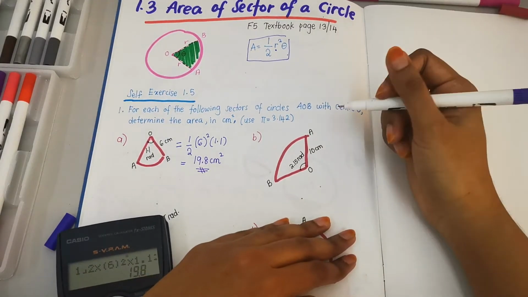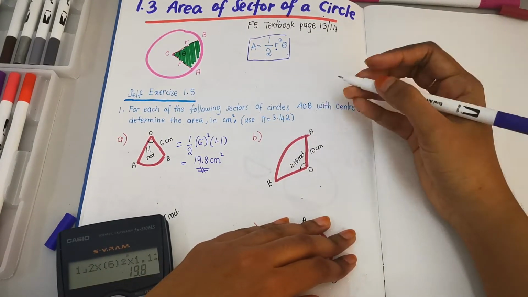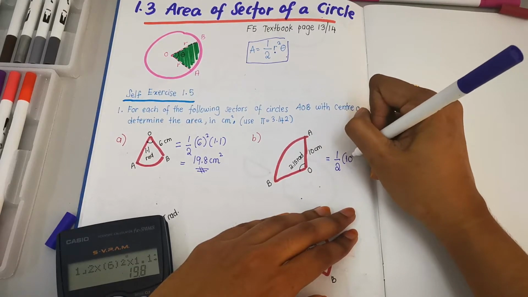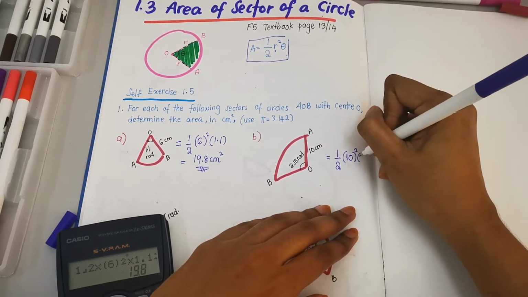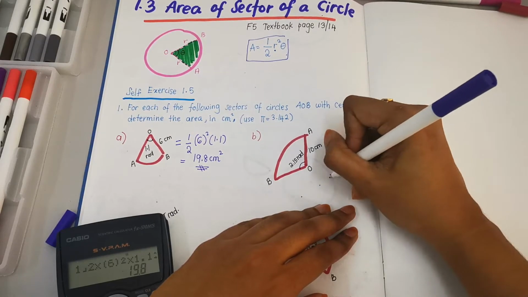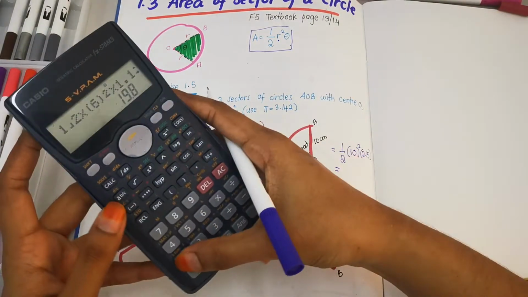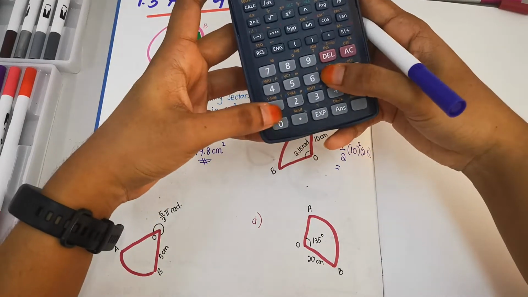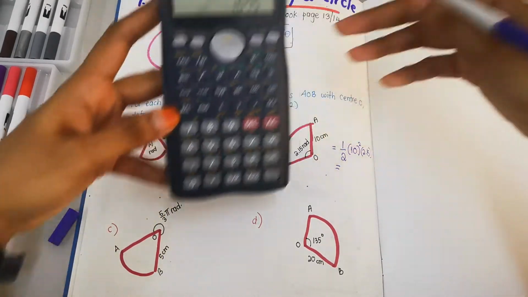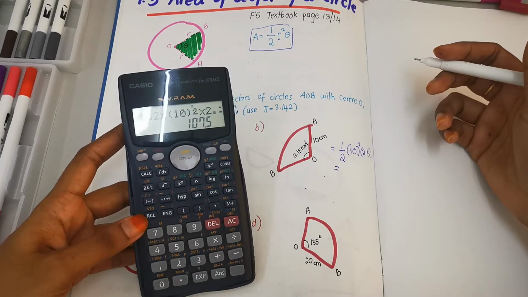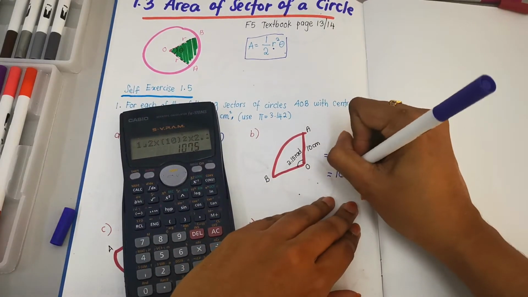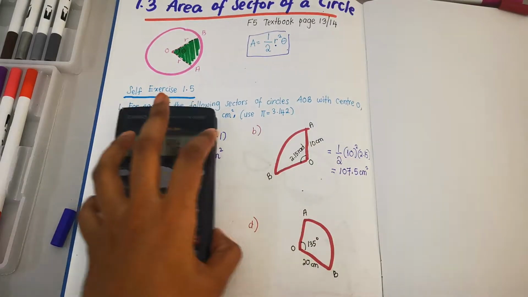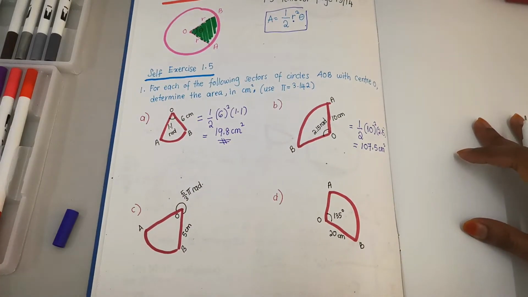Let's find the area of the sector for B. We apply 1 over 2 times the radius squared times 2.15. I think you have already found all these, right? Because this one is quite easy. So we get 107.5 centimeter squared.